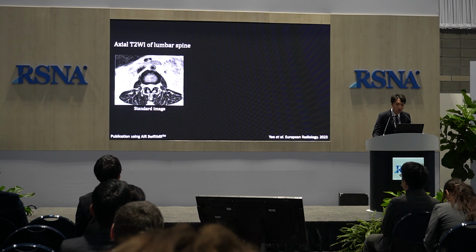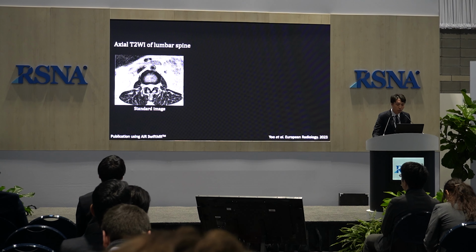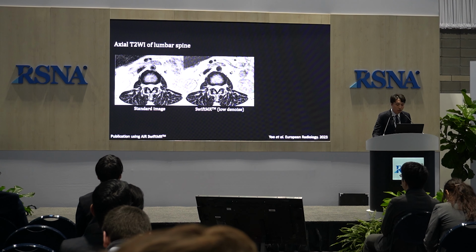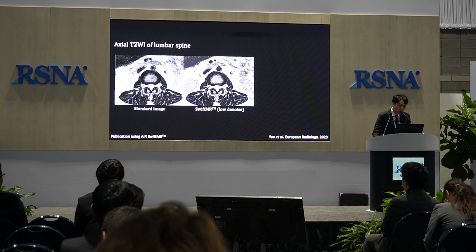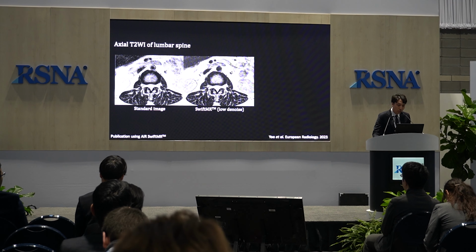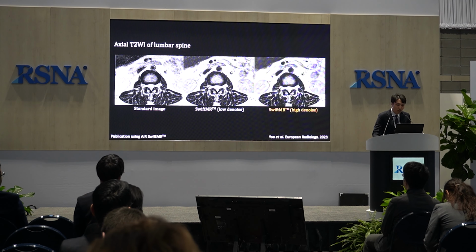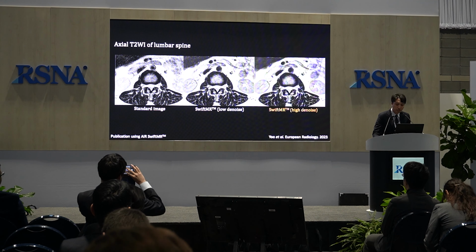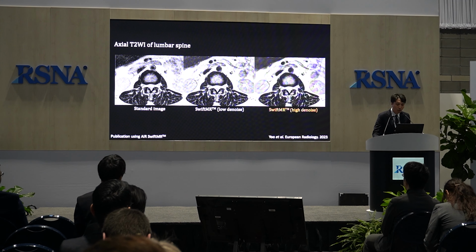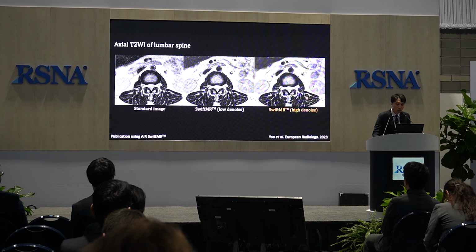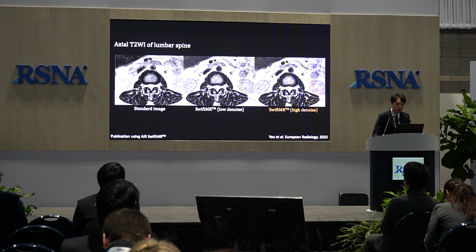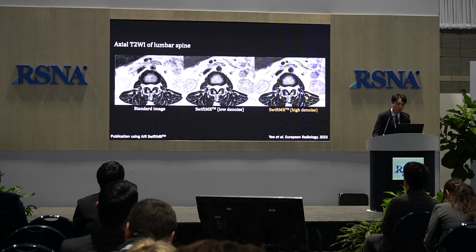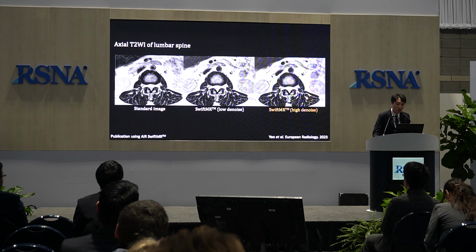In the axial T2 weighted image of the lumbar spine, the bulging disc at the L4-5 level and cauda equina are well depicted. In the low denoise setting, the cauda equina are much better visualized. I can see the bundles here, and similarly in the high denoise setting. Overall, this protocol reduced the acquisition time by 30% and provided similar, or I think better, image quality than the standard image, and improved the lesion detection.